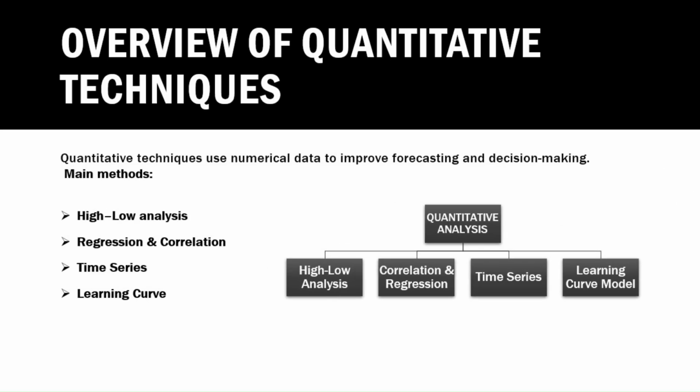Overview of quantitative techniques. Quantitative techniques mean using numerical data for planning and forecasting. The 4 main tools are high-low analysis, regression and correlation, time series analysis, and the learning curve model. Together, they allow businesses to interpret costs, trends, and efficiency improvements.